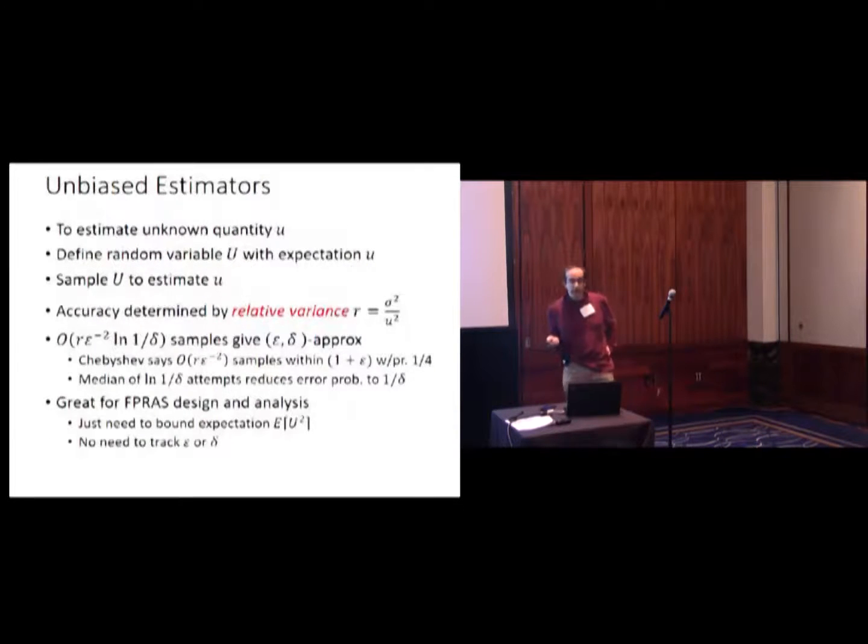Yeah. Okay. So here's the idea of an unbiased estimator. This is a general technique that you use to estimate some unknown quantity u. What you do is you define a random variable, capital U, whose expectation is the unknown quantity, and then you generate samples from the random variable. And of course, as you generate more and more samples, you'll converge on average to the unknown quantity u.